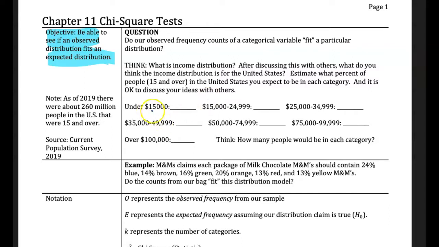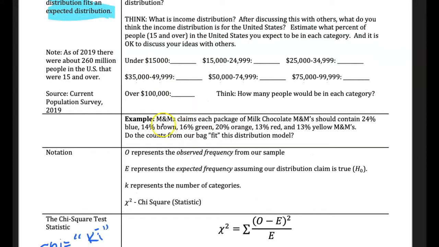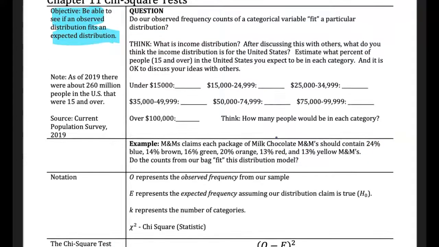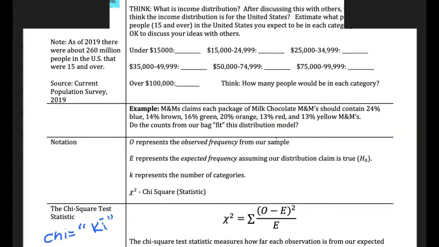We're going to expand the idea to look at a question such as M&Ms. The company claims that the distribution of colors fits these numbers here: 24% blue, 14% brown, 16% green, 20% orange, and so forth. So if you open up a bag of M&Ms and you observe what you get out of the bag, would you see this distribution? That's the kind of test we're going to run, called the chi-square test.